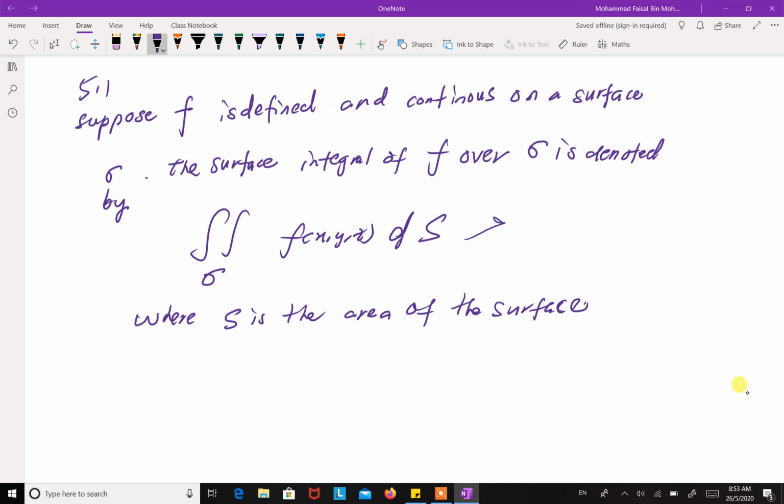So dS can be written as dx dy, dy dz, or dx dz. Also the other way around: dy dx, dz dy, dz dx. Okay, you have to see. Next.